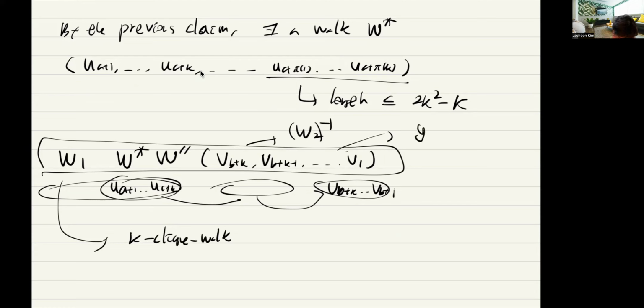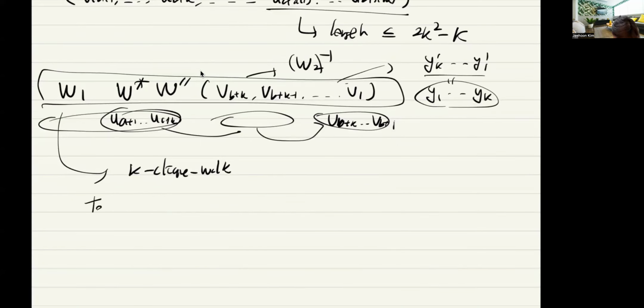And then it ends with what? Y_k, Y_1. No, W2 actually ends with this, Y prime k to Y prime 1, which is the same as Y_1 to Y_k. It ends with it.